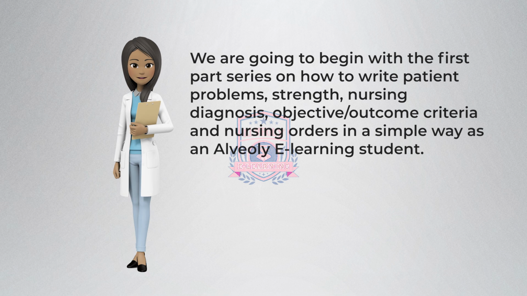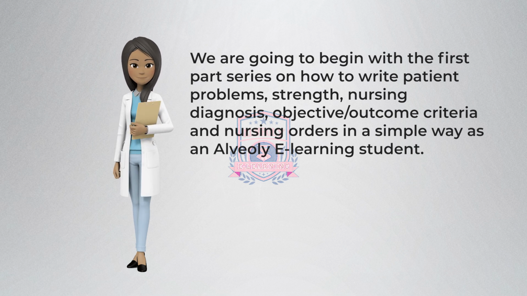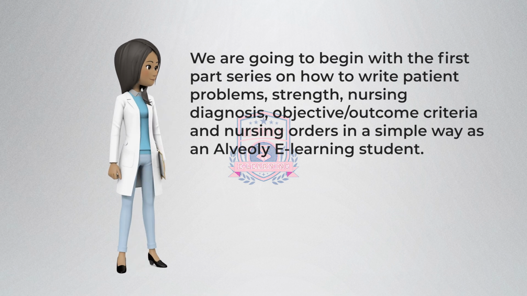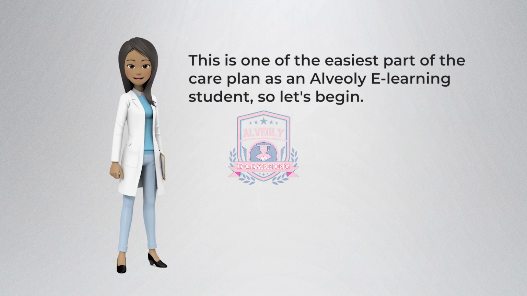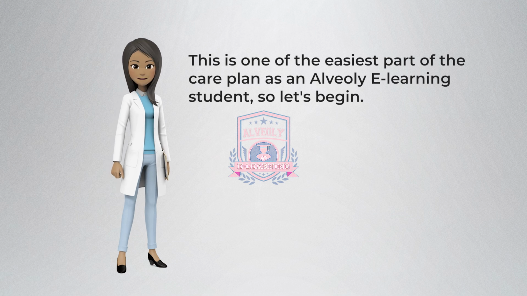We are going to begin with the first part of the series on how to write patient problems, strength, nursing diagnosis, objective outcome criteria, and nursing orders in a simple way as an Alveoly E-learning student. This is one of the easiest parts of the care plan, so let's begin.